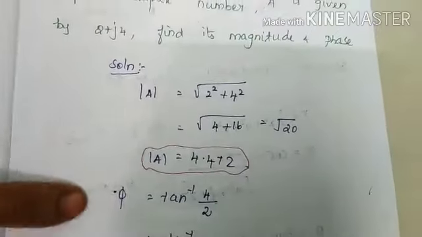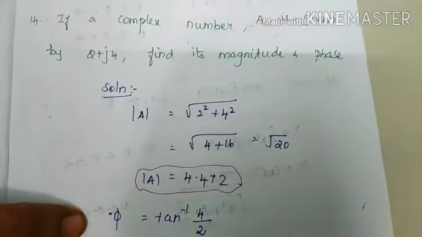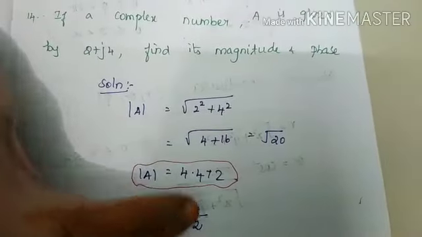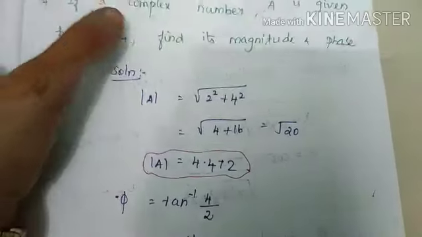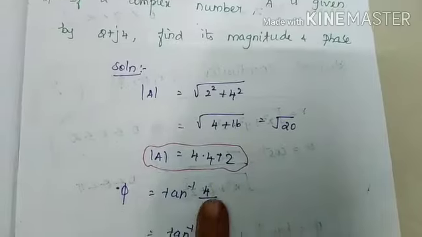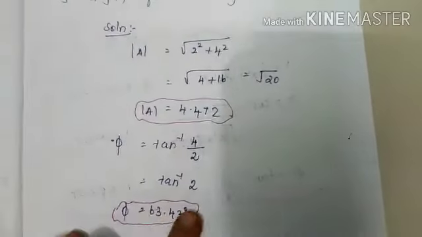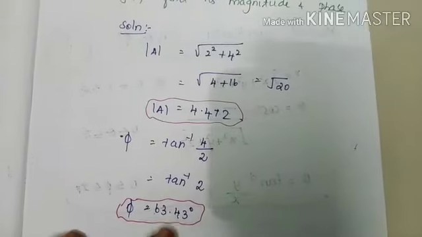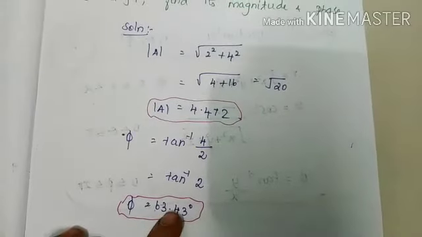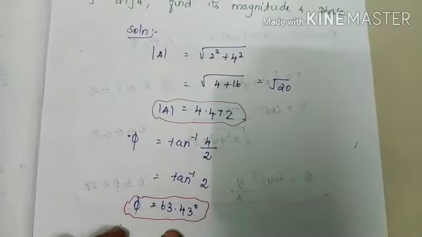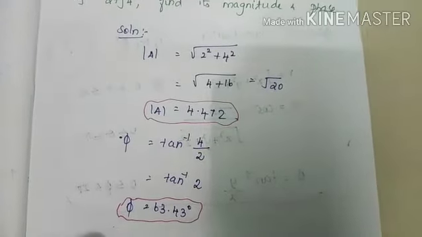Then the angle or phase angle of this complex number. So it is tan inverse of imaginary part by real part. Here the imaginary part is 4 and the real part is 2. So tan inverse of 4 by 2. So tan inverse of 2, that is 63.43 degree. See, this value comes always. So please remember this value, tan inverse of 2, that is 63.43 degree.